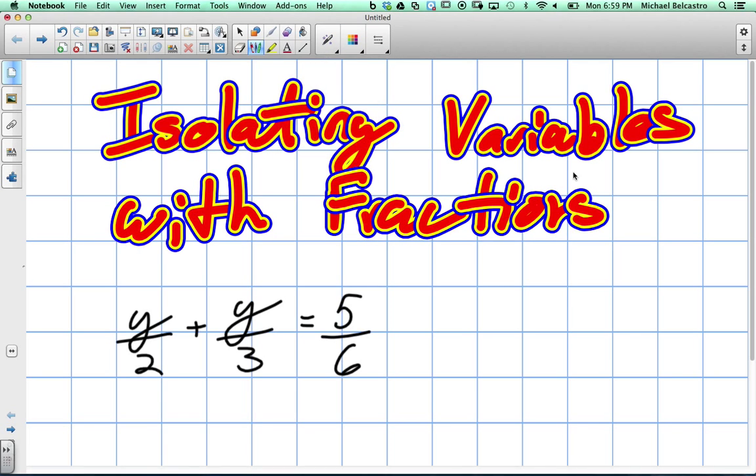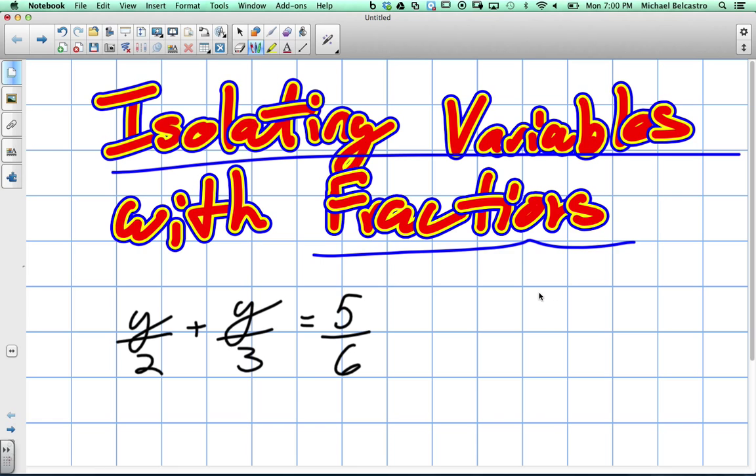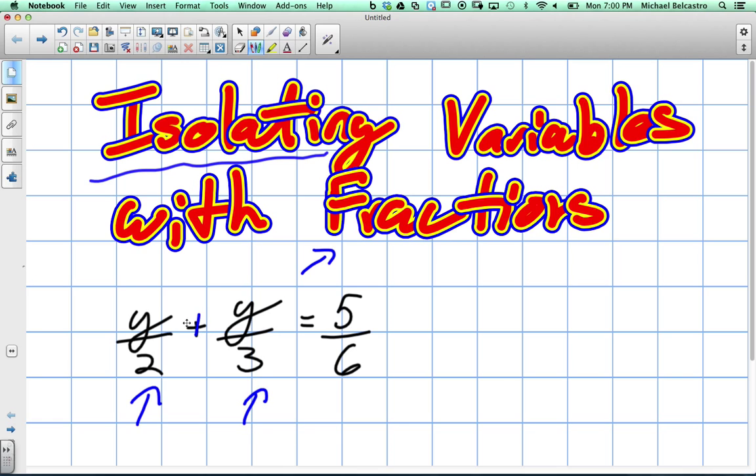Okay, we're going to go through isolating variables, but specifically with fractions. In order to do this, isolating variables we might have a really strong grasp of, but we have to remember fraction rules in order to go through all of this. So this is two fractions being added together to equal some other number, right? In order to add fractions, you have to have a common denominator. And at the moment, we don't have a common denominator, okay?